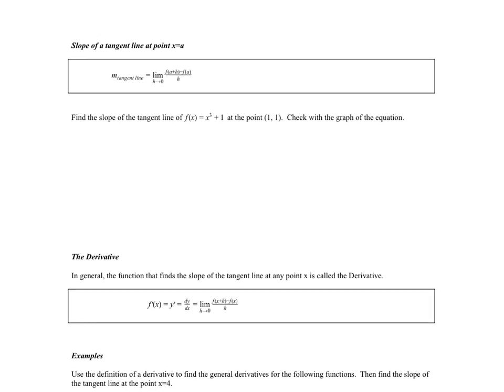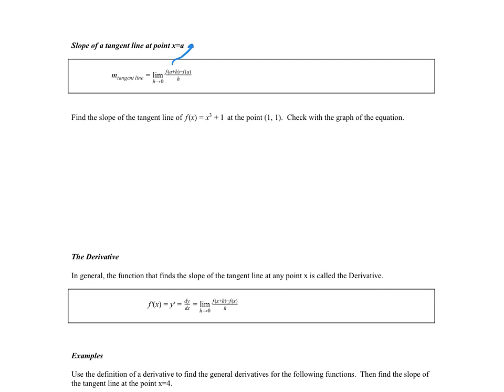Now, there is a generic formula to find the slope of a tangent line at point A, and it's given by this. It is the limit of f of A plus h minus f of A, over h, as h goes to 0. Now, this might look really complicated, but it's exactly what we just talked about.